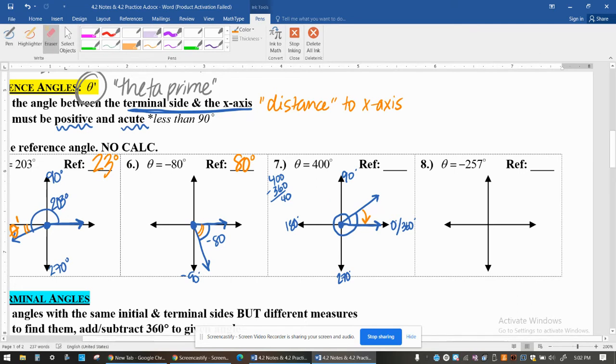So that is what we need to find as theta prime. I forgot to put it here. Theta prime. Okay. Well, remember we said that this angle was a full circle and then an extra 40. So that terminal side is 40 degrees past the 360. That's the reference angle.